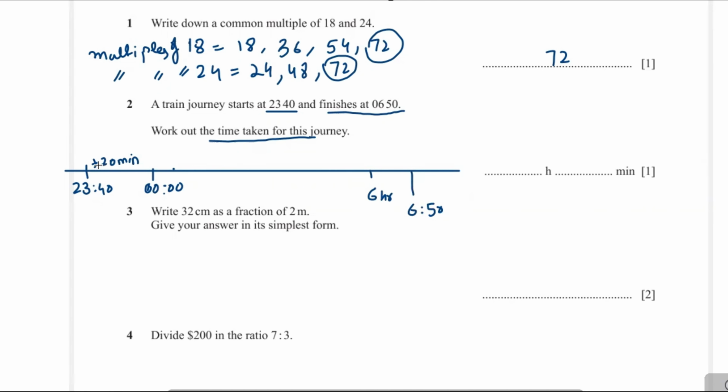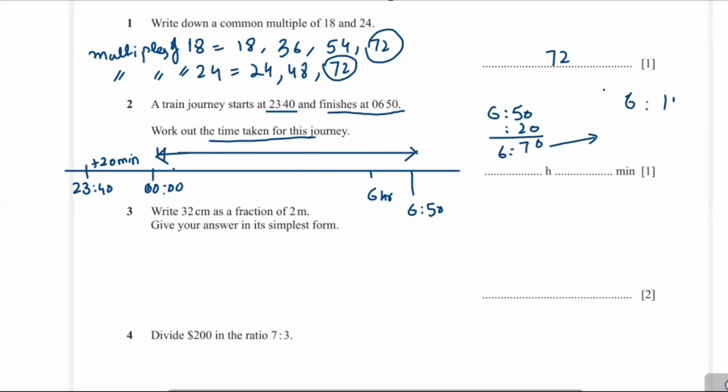Now you can see the total time for this journey is 6 hours 50 minutes plus 20 minutes. Now 6:50 plus 20 minutes: you can find 0 plus 0, 5 plus 2, 70, 670. Now you can write it as 6 plus 1 hour plus 10 minutes. That value becomes 7 hours and 10 minutes. Now 7 hours 10 minutes is the answer.